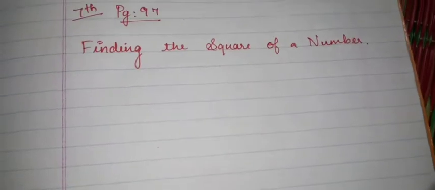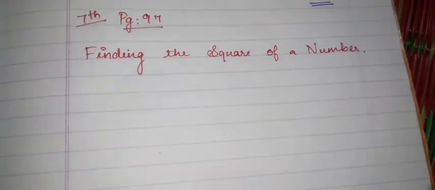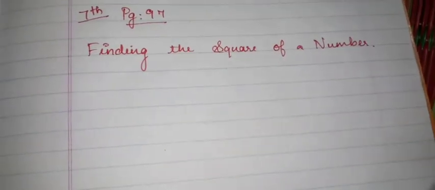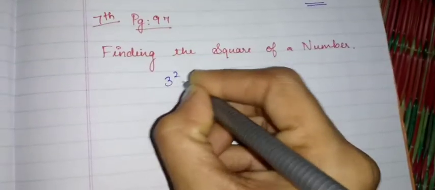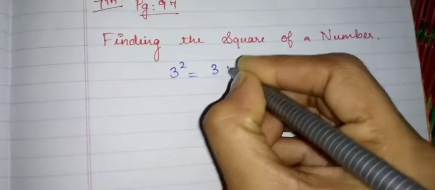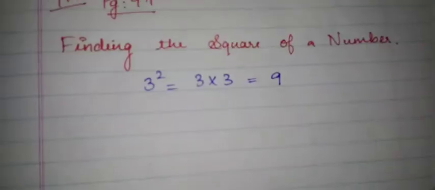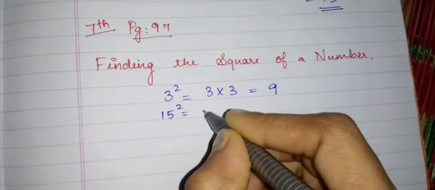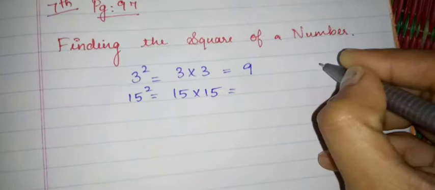I hope you all have taken page number 97. Okay, finding the square of a number. Usually how will you find the square of a number? For example, if it is 3 square, what will you do? 3 into 3, right? 3 threes are 9. Usually you will be doing like this. So if it is 15 square, what will you do? 15 into 15. You will multiply it, right?